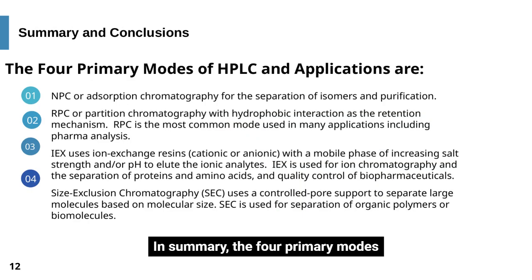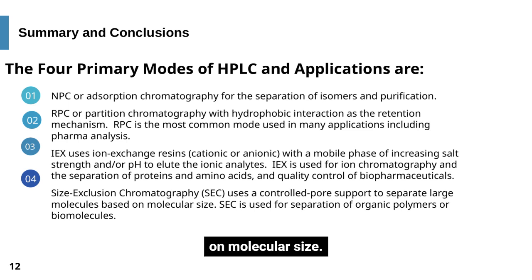In summary, the four primary modes of HPLC and their applications are: NPC for the separation of isomers and purification; RPC with hydrophobic interaction as the retention mechanism, the most common mode in many applications; IEC using ion exchange resins with a mobile phase of increasing salt strength and/or pH for ionic analytes, used for ion chromatography and separation of proteins and amino acids; and size exclusion chromatography, SEC, using a controlled pore support to separate large molecules based on molecular size.